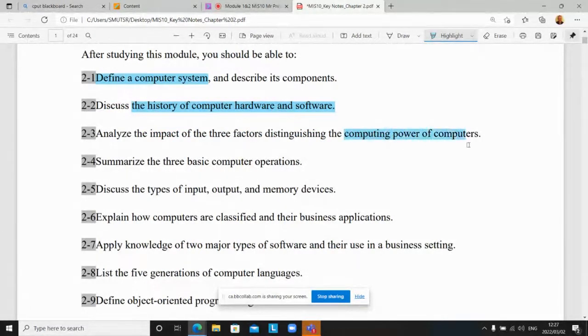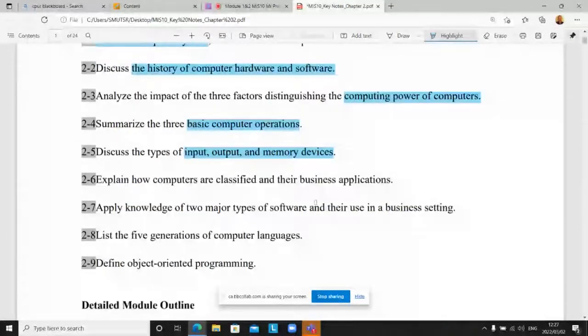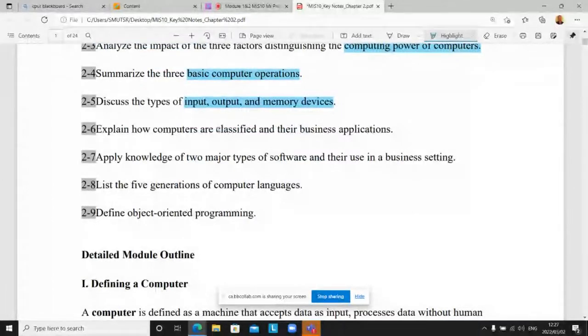How do we talk about the computing power of computers? Basic computer operations. This one is so easy. Input, output, and memory devices. You almost know it already. How we classify a computer and its business application. So that's 2 in 1 there.